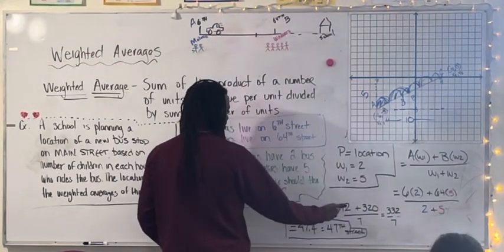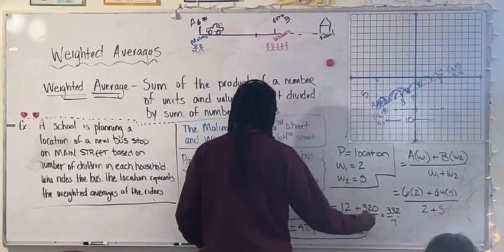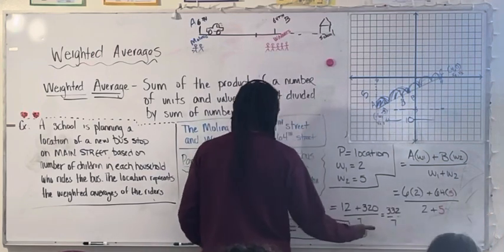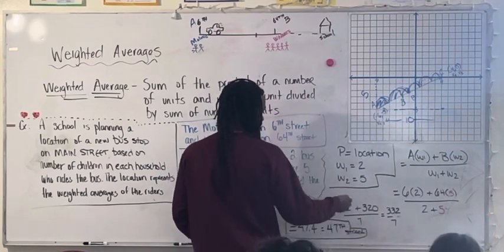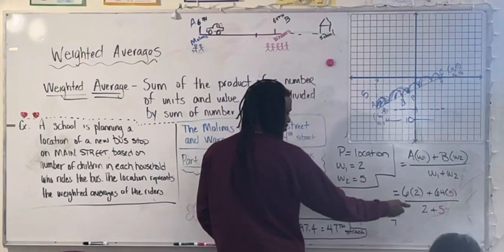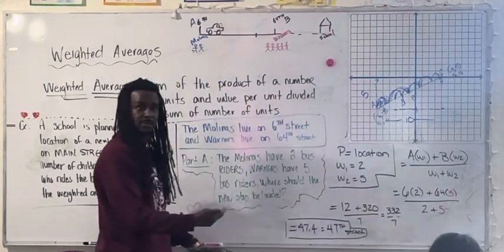6 times 2 gave me 12. 64 times 5 made 320. 2 and 5 made 7. When you add those up, you get 332 over 7.